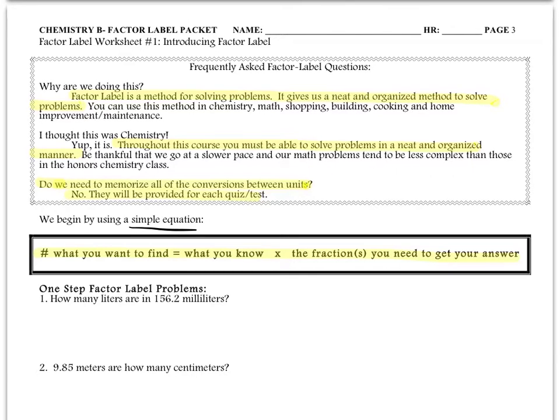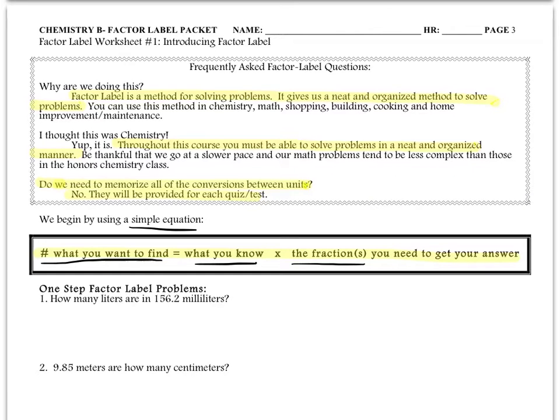Every single problem in this packet is going to be set up by first writing what we want to find, or what we're trying to solve for, and setting it equal to what we know, or what number and units we have been given. Then we are going to set up a fraction that will be made out of a conversion factor.